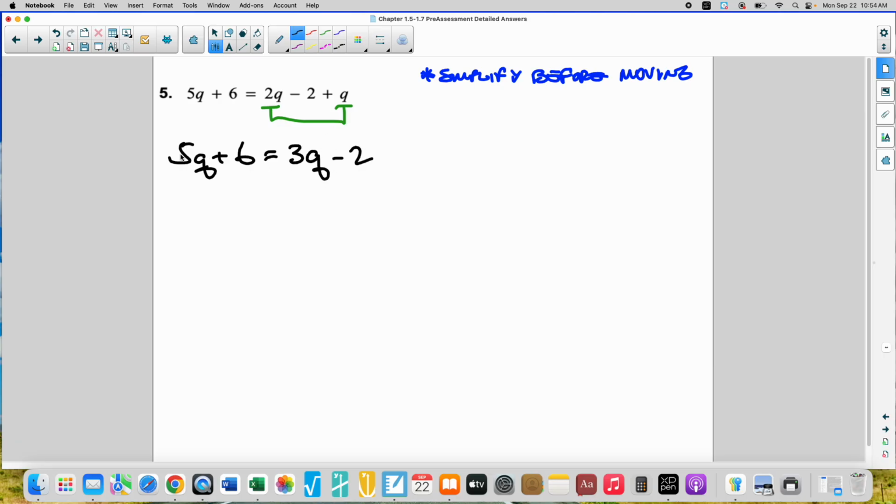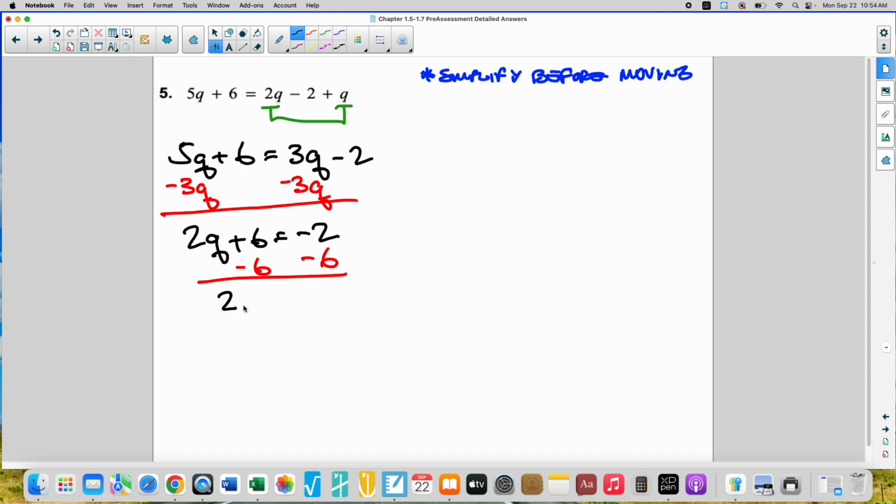And now this looks like problems 1 through 4. We've got variables on both sides. I'm going to move the variable to one of the sides, giving me 2q plus 6 equals negative 2. And now we'll get rid of that constant. Still trying to isolate q. We have to consolidate the q's, then we have to isolate the q's. Minus 8, we'll divide by 2, and q equals negative 4.